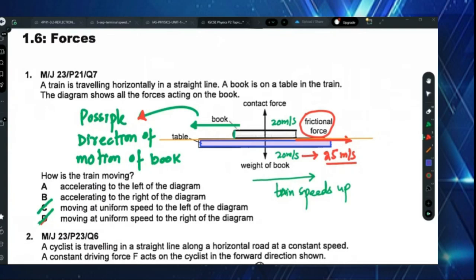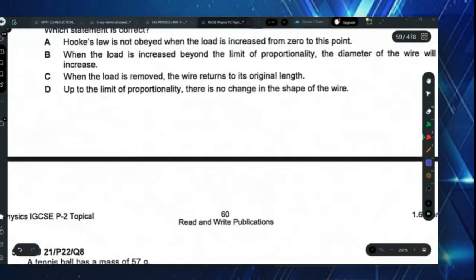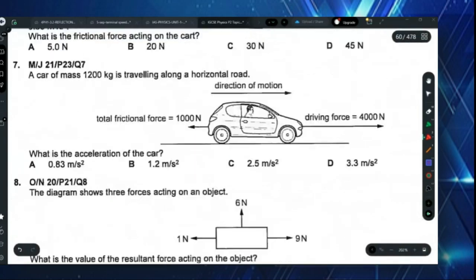Sir, how do we know that it's accelerating and not moving at uniform speed though? Oh no, I have been explaining exactly this for so long. Look, but if you're not given the amount of time, you know? No need to give you the amount of time.